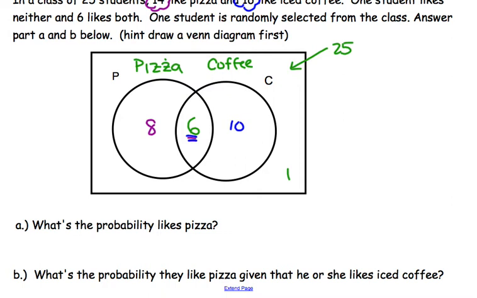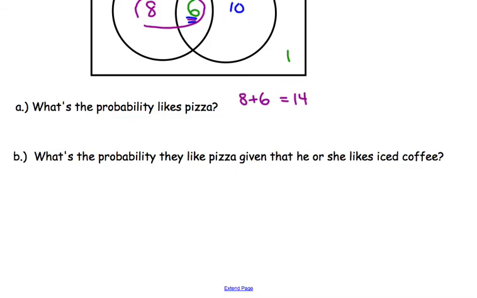The first one is, what's the probability that if you choose a student at random that they like pizza? So we're going to total up the amount of students who like pizza, 8 and 6. There are 14 students total. So now what is the probability they like pizza? There are 14 students that like pizza out of the entire class, 25. So you have a 14 out of 25 chance that they like pizza.